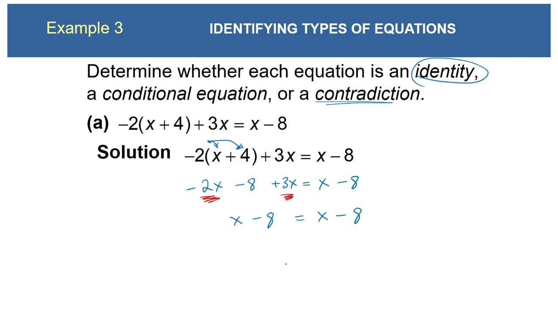If I were to go further, I would get 0 equals 0. If I subtract x from both sides and add 8 to both sides, I would definitely get 0 equals 0. Therefore, our solution set is all real numbers.